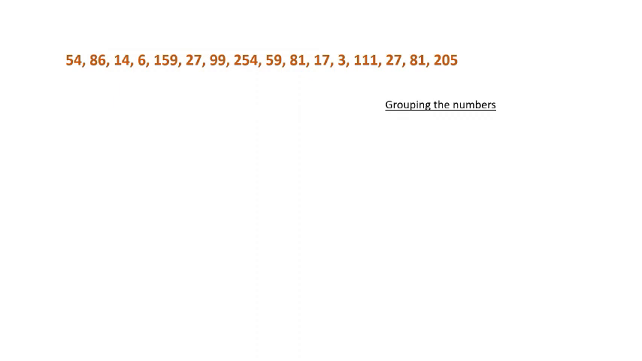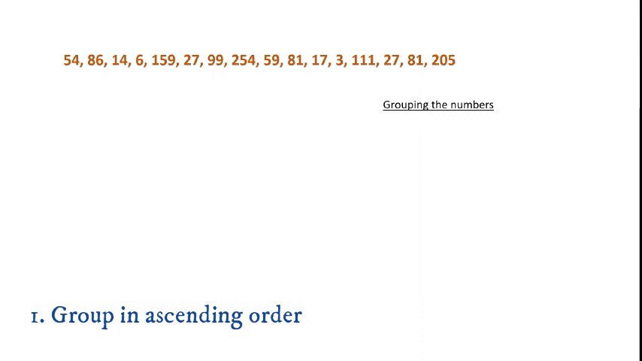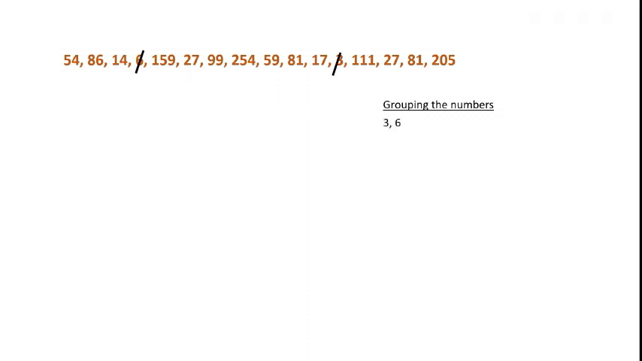In general, you're usually given a list of numbers that are not in ascending or descending order. So the first thing to do is to group those numbers. My first group is going to have the single numbers, anything between 1 and 9. So that would be 3 and 6. I have some 10 through 19. That would be 14 and 17. I have some 20s. There's two 27s.